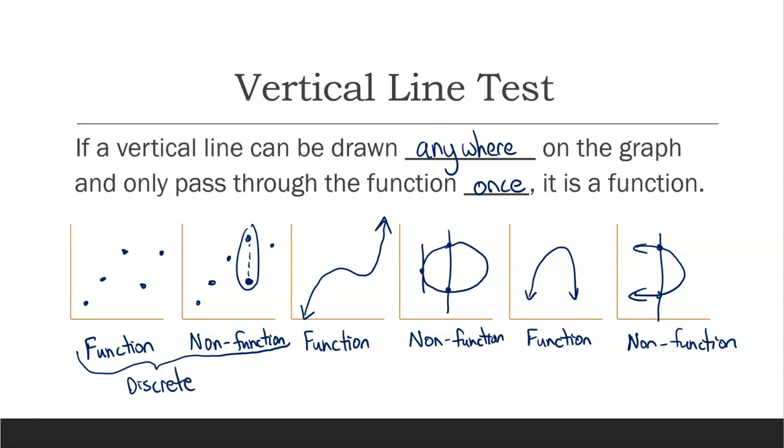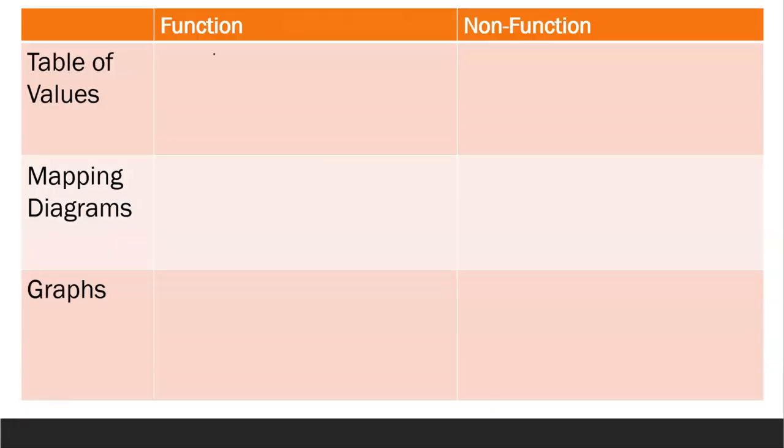The first 2 graphs are discrete functions. They are specific points on the graph, whereas we have continuous lines for the last 4. So those are the differences between those. Let's finish this up with just looking at 5 different ways to represent functions and non-functions.